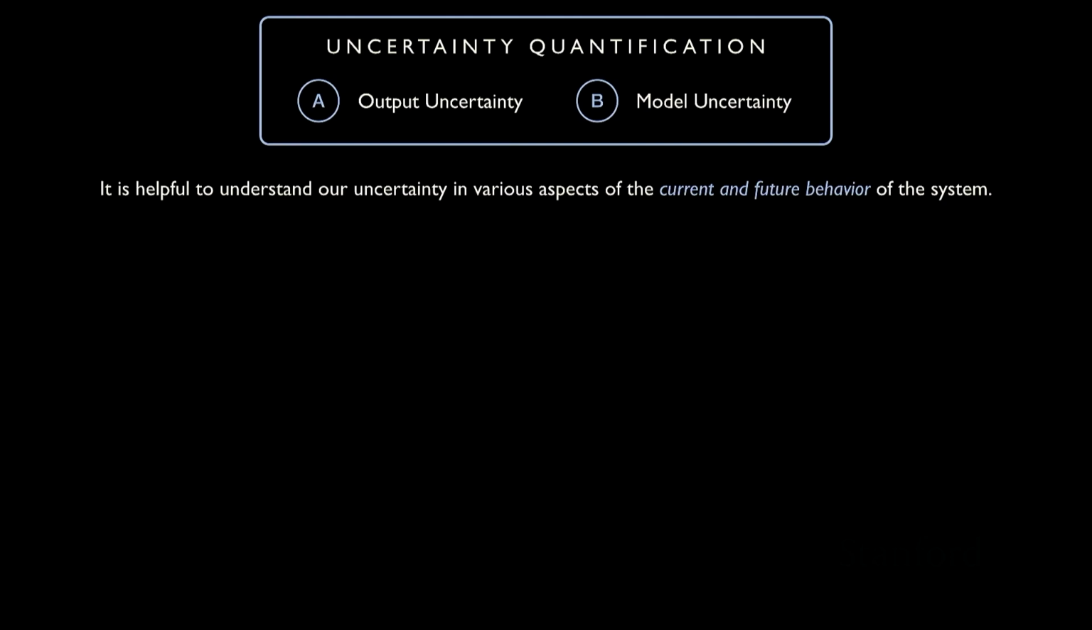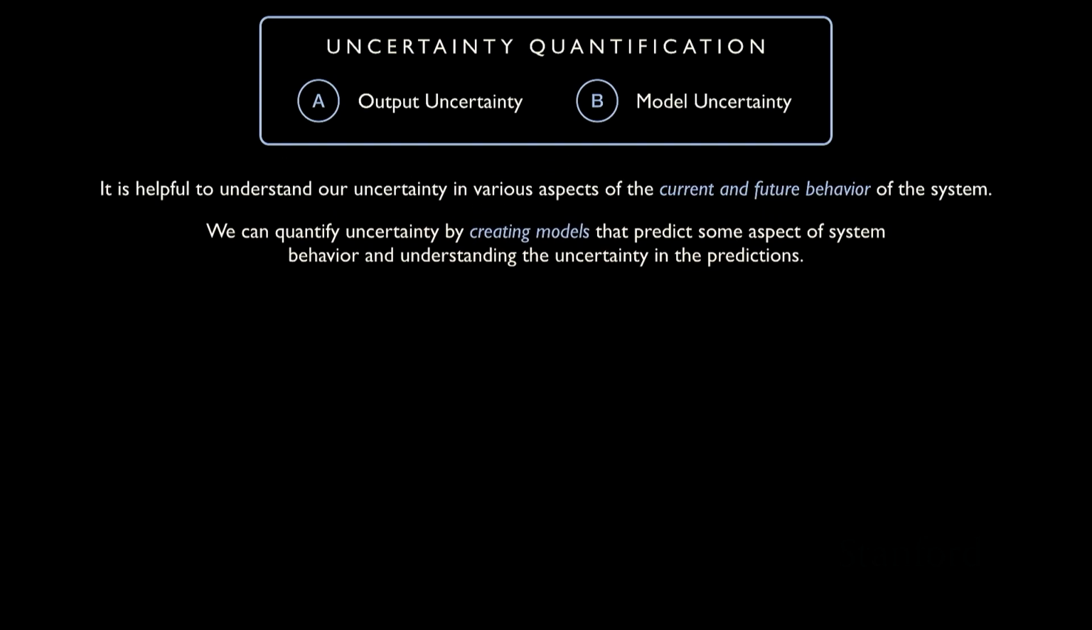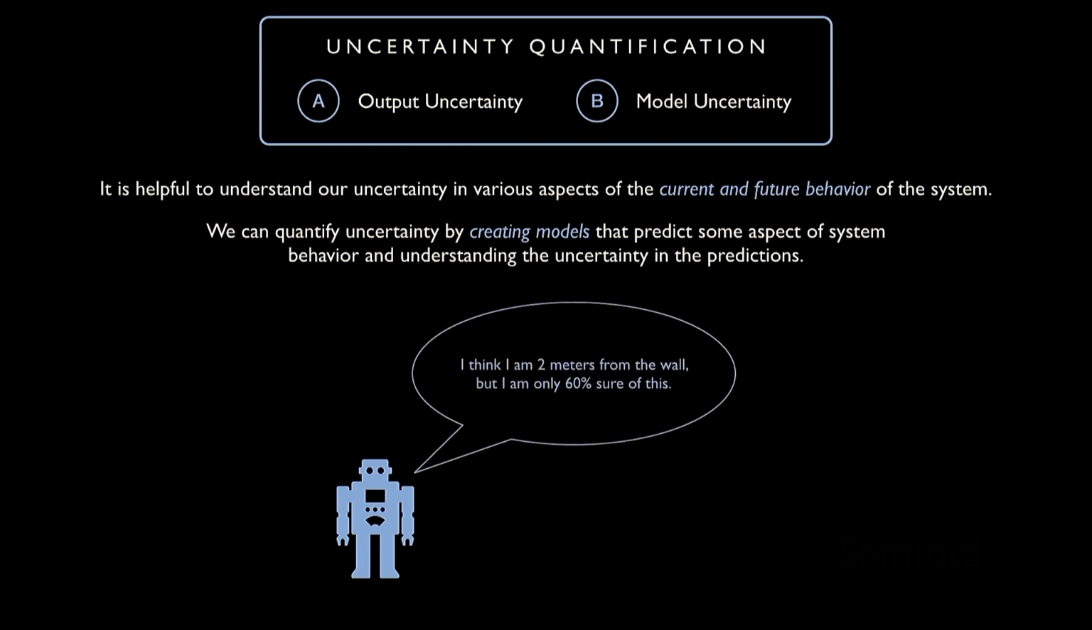So this is using some model of the behavior of the system and trying to quantify our uncertainty. We'll create a model that predicts some aspect of system behavior. It could be predicting the current state of the system. It could be predicting the next action of the system. And then we understand the uncertainty in that prediction to understand what's going on. So for example, maybe we train our robot to say, I think I'm 2 meters from the wall, but I'm only 60% sure of this. And then we can take that information and decide what we want the robot to do from there.